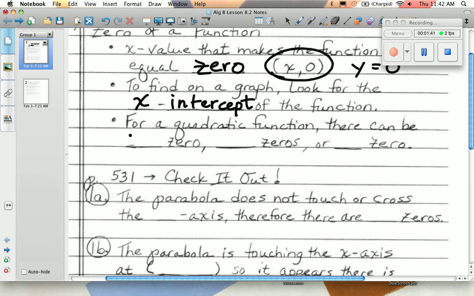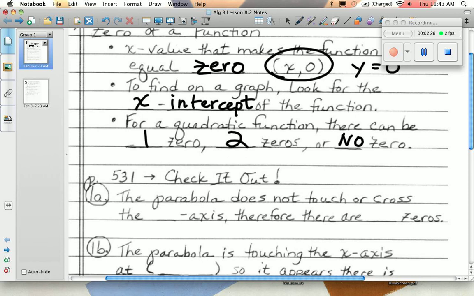Well, here's the deal. For a quadratic function, there can be only one spot where that U is going to cross the x-axis. There might be 2 places, or there may not be any. So does anybody right now think they could picture a time when a U-shaped graph would only cross the x-axis at one spot? When would that be?